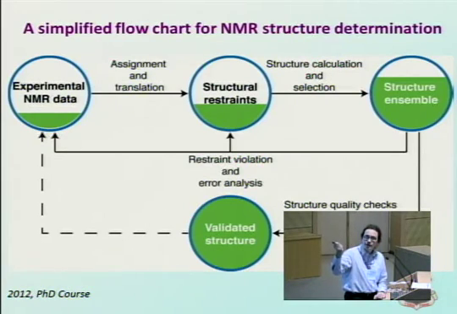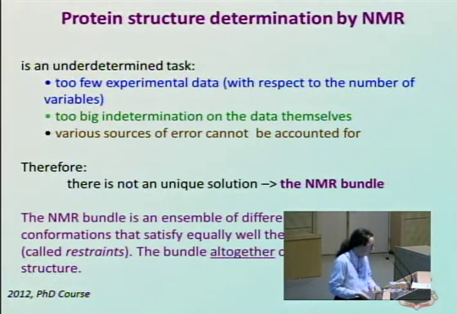And we calculate the ensemble, then you have various checks that you should run, then you refine the ensemble, and you go into validation, which means basically you check the quality of your structure and decide whether it's suitable for publication and/or deposition in the PDB.